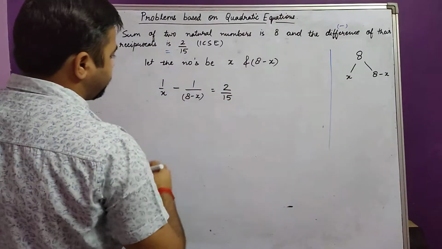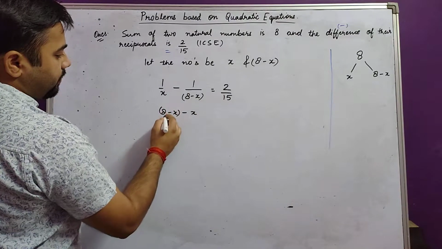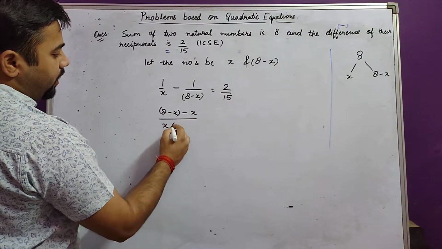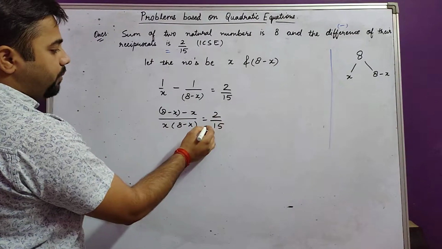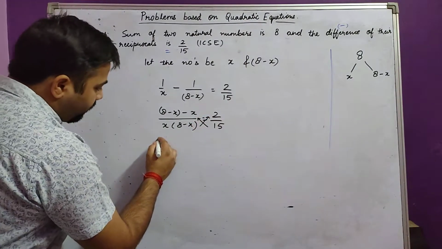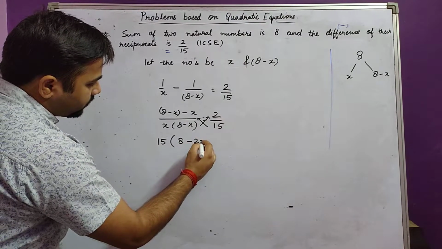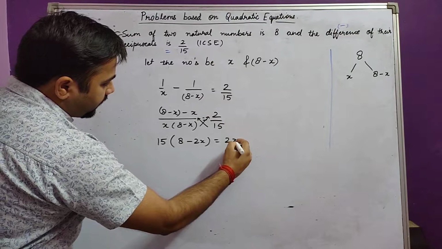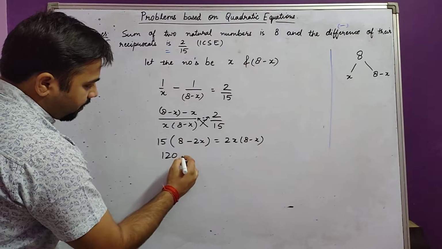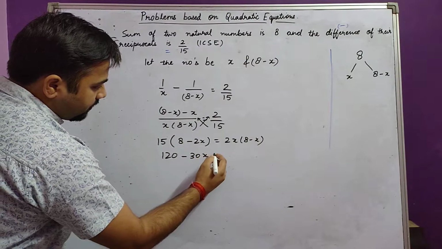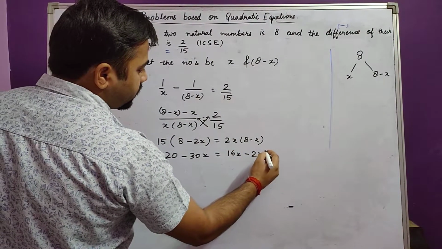Now we are going to solve this. It becomes 8 minus x minus x divided by x into 8 minus x is equal to 2 by 15. Now we are going to cross multiply it. It becomes 15. After opening the bracket, we get 120 minus 30x is equal to 2x into 8 minus x. It becomes 120 minus 30x is equal to 16x minus 2x square.